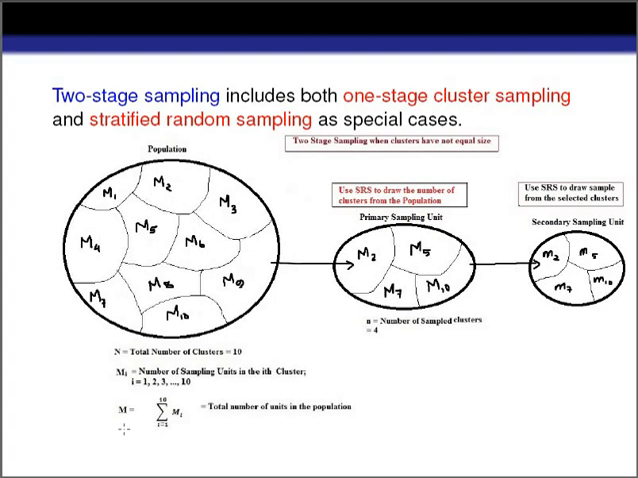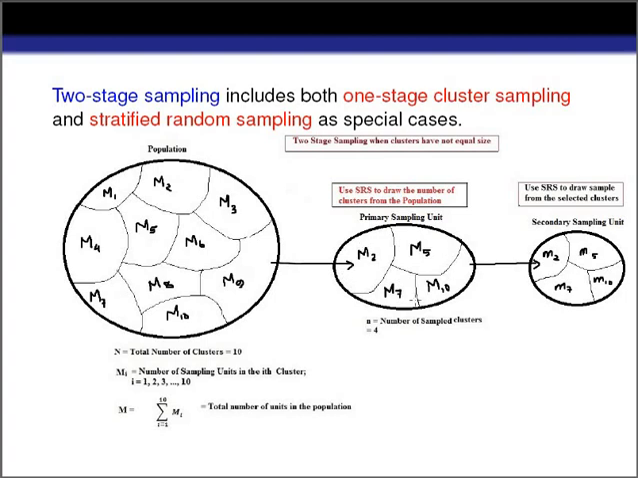And this capital M is nothing but the sum of all the Mi's. That means the sum of all the objects of each of the clusters present in the population, and this gives us the total number of units present in the population, or our population size. So out of these 10 clusters we have to draw 4 clusters. Here also we use simple random sampling to draw 4 clusters from this population. After drawing 4 clusters, we again use the process of sampling to take a sample from each of the selected clusters.